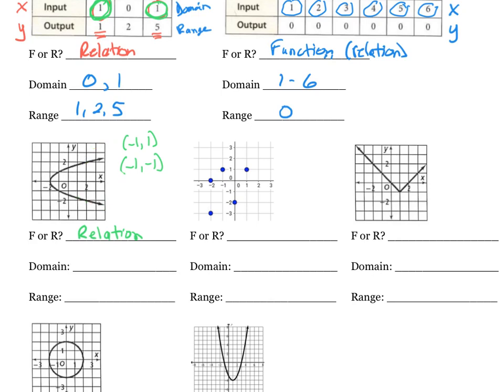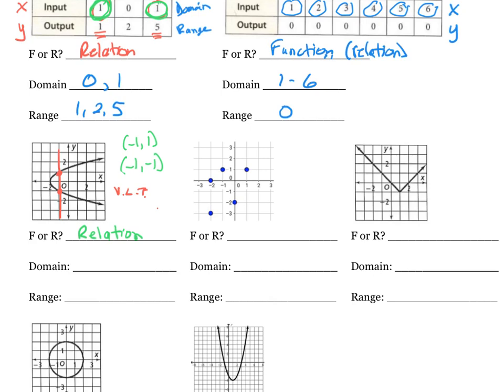Now, a very common and easy test to do on a graph to see if it's a function or not is called the vertical line test. Could abbreviate that, VLT, vertical line test. And all you have to do simply is draw a vertical line through your graph. If it hits the graph in two spots, there's no way that that could be a function.